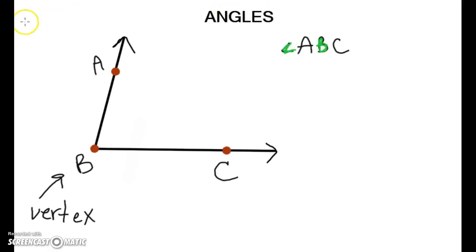The letter B being in the middle indicates that that is where the vertex is. So whatever letter you have down here at the vertex of the angle, down in this region right here, that letter has to be in the middle. And it doesn't matter whether you call it angle CBA or angle ABC, but B has to be in the middle.